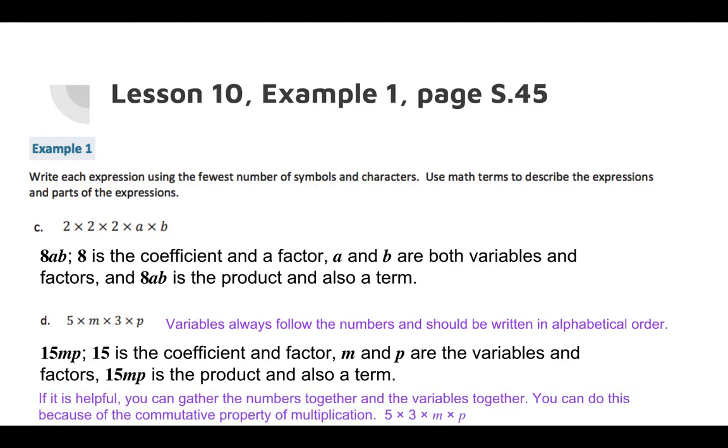If it is helpful, you can gather the numbers together and the variables together. You can do this because of the commutative property of multiplication. So you can rewrite this as 5 times 3 times m times p, because with multiplication, it doesn't matter what order your numbers are in, which you should have learned earlier in one of your lessons. So it is the same thing, and you will have the same answer, which is 15 MP.